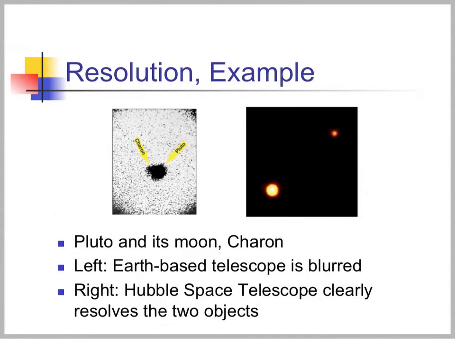So, for example, if I were looking through a telescope, here we are looking at Pluto and its moon Charon. On the left is an Earth-based telescope, and it's blurred. I really can't see that there's two objects. The telescope's diameter is a little bit smaller, and so I don't have enough resolving power to see there's two different objects. However, if I look at this with the Hubble Space Telescope, I clearly see that there are two different objects.